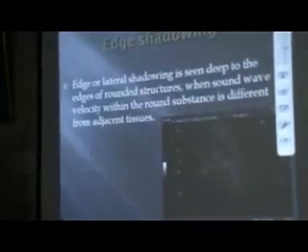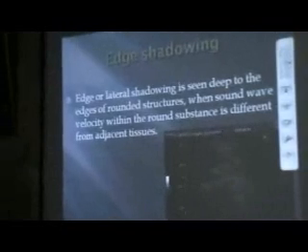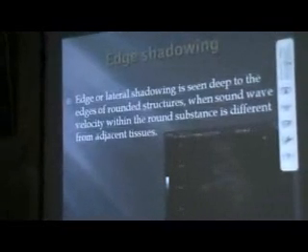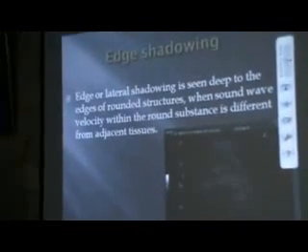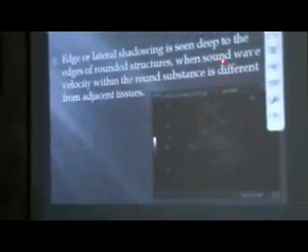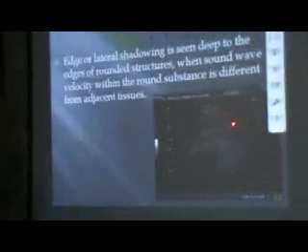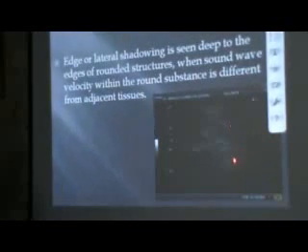Edge shadowing. Edge or lateral shadowing is seen at the edges of rounded structures when the sound wave velocity within the round substance is different from the adjacent tissue. Some ultrasound waves are being reflected, and so there is a deficiency of ultrasound waves behind, and this is called the lateral shadow or edge effect. This is not to be confused with a stone. This is a normal, round substance.